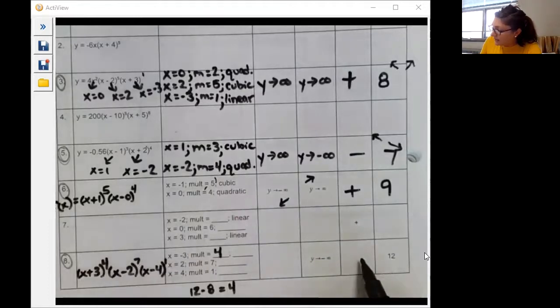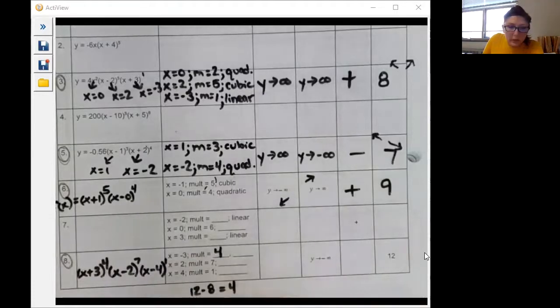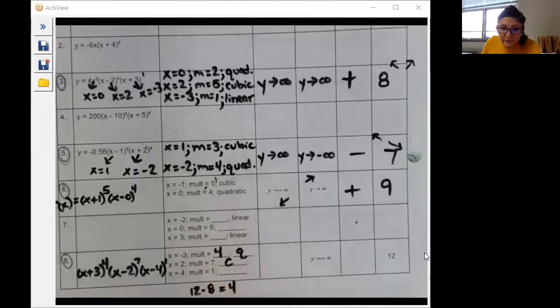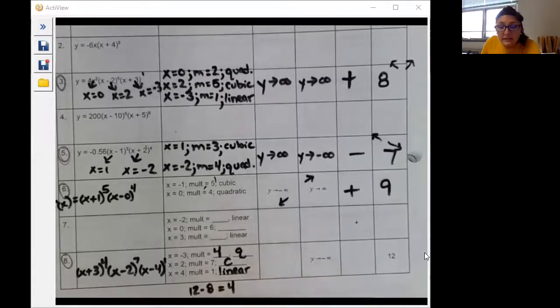They didn't give me the sign of my lead coefficient, so we'll tackle that in a minute. While we're here working on x-intercepts, since we know all their multiplicities now, we can fill in their behavior. An even multiplicity is going to have quadratic behavior. Odd multiplicity that's not 1 is going to have cubic behavior. 1 is going to have linear behavior. 1 is always linear, and then evens quadratic, odds other than 1 cubic.